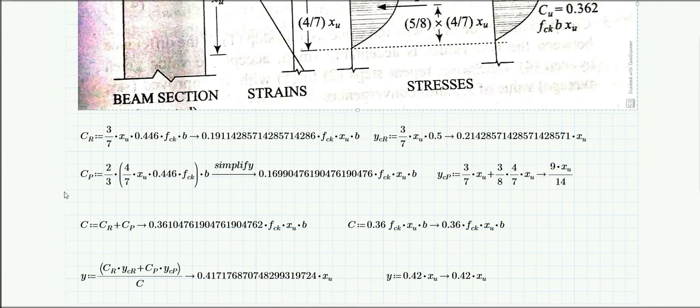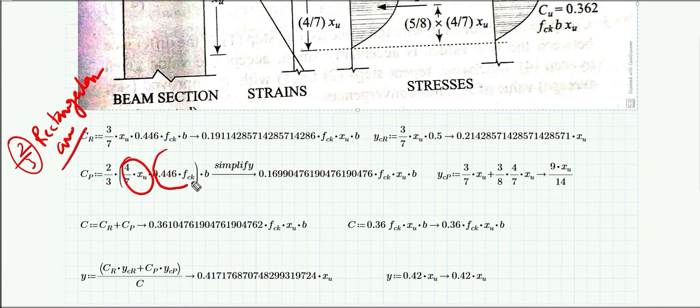Okay, now what is the area of the parabola? You probably already know that the area of a parabola is 2/3 of the rectangular area. So what is the area of that rectangle? It is 4 by 7 XU, the depth, into the width, 0.446 FCK, into 2/3. That becomes the area of the parabola, and if you multiply B, it becomes the volume of the parabola and gives you the value of CP or C2, and this value is this one.